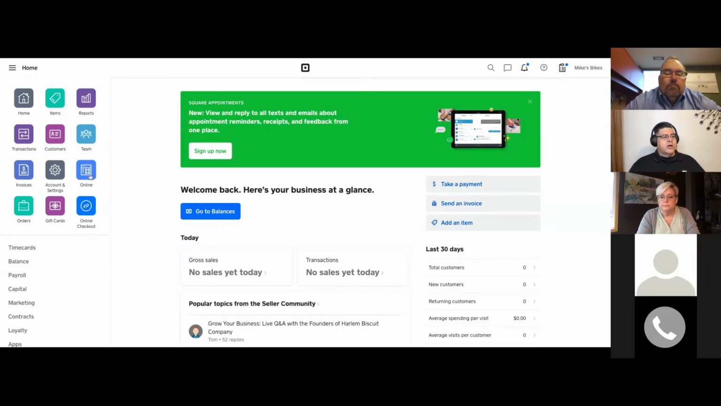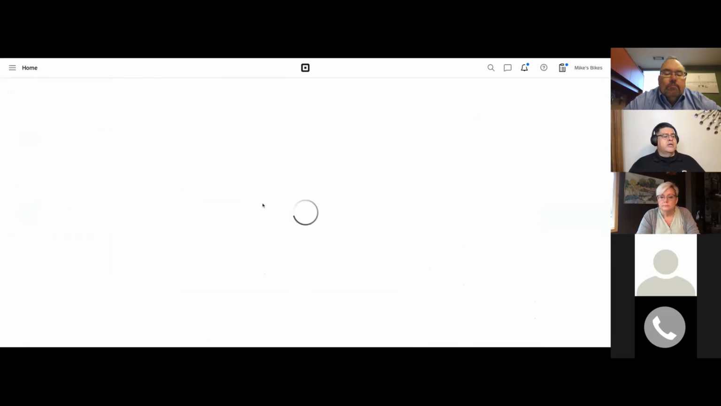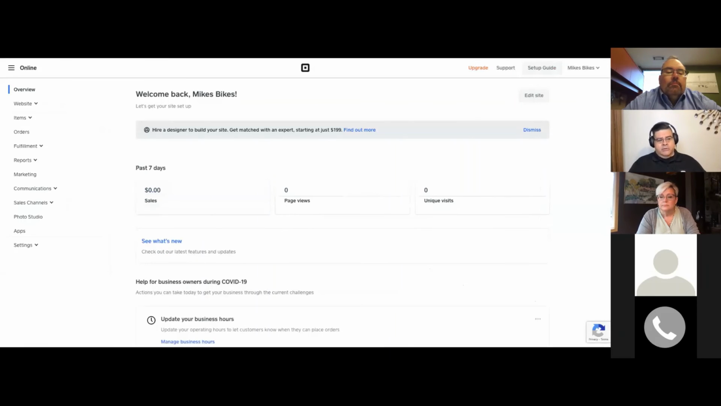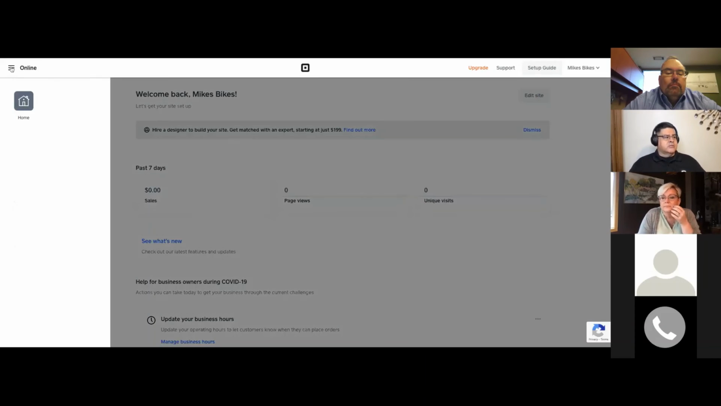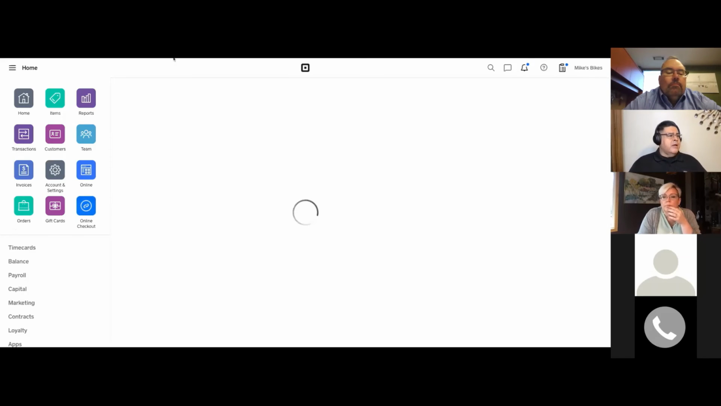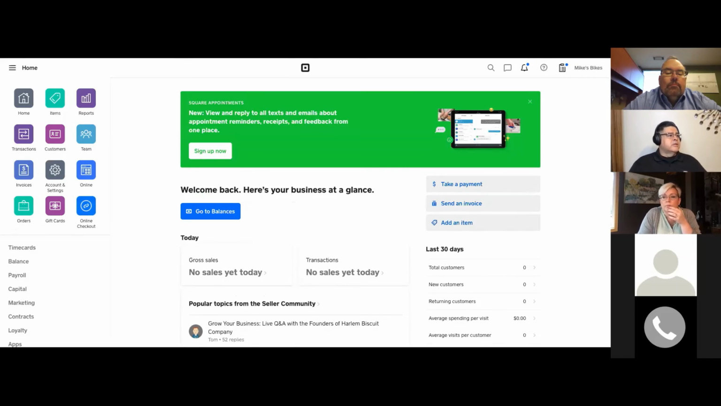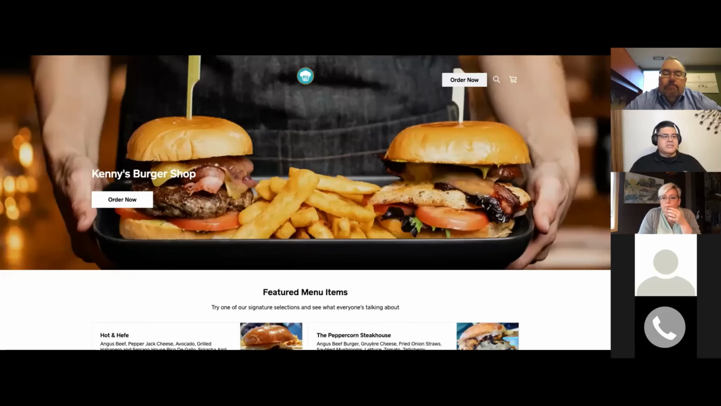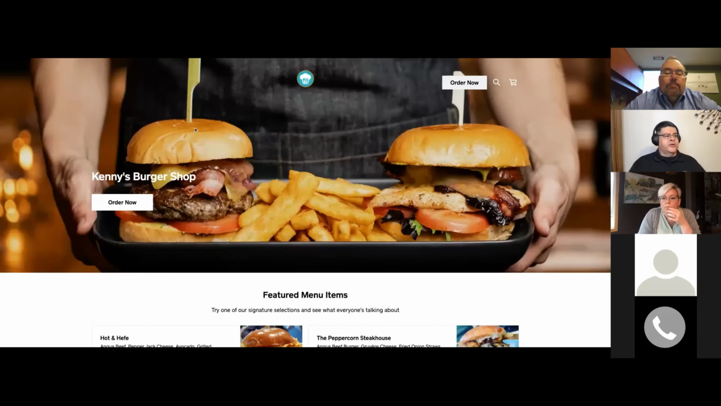If you go into your Square account and click Online here, that's going to take you in to start building your Square Online store. If you haven't started it, it'll actually walk you through with an onboarding process. Mine's already built, so it's going to take me there, but it'll all be done from in here. Now, back to, let's see, how do I switch windows here?